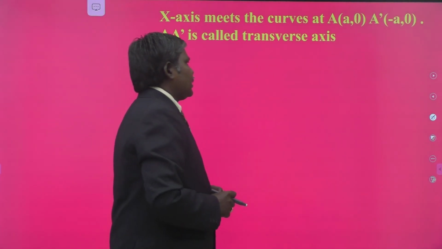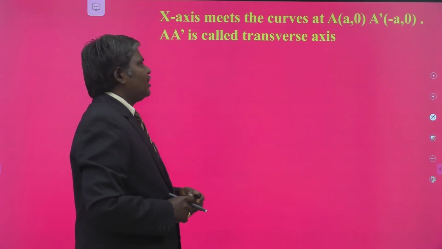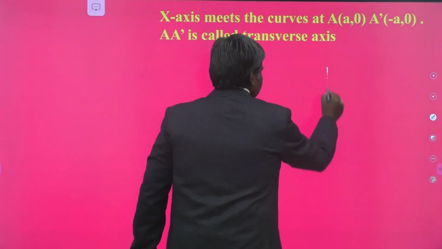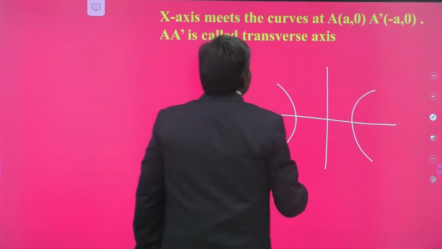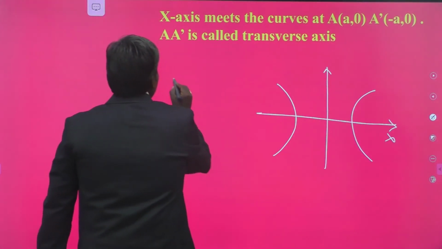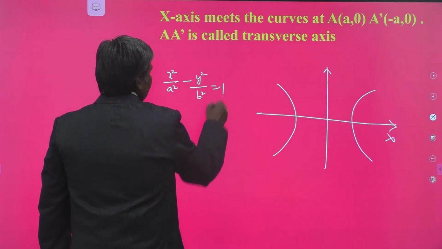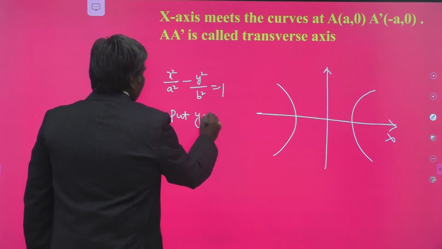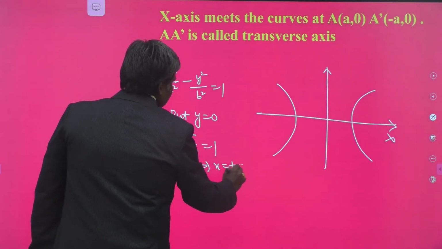The x-axis meets the curve at (a, 0) and A dash, (-a, 0). A dash is called the transverse axis of the hyperbola. So you have the hyperbola in this manner. This is your y-axis, this is your x-axis. What is the equation of the hyperbola? x²/a² - y²/b² = 1. We solve with the x-axis, that is, put y = 0. We have x²/a² = 1, which implies x = ±a.